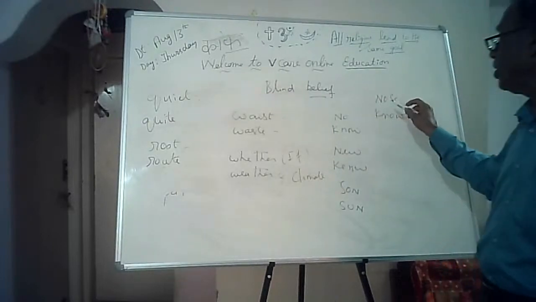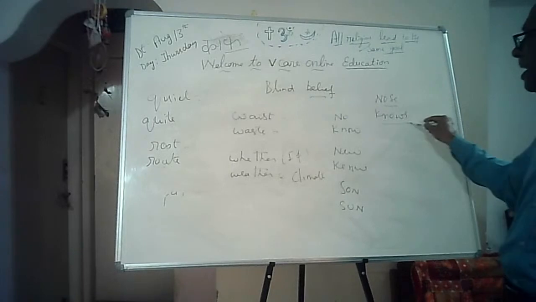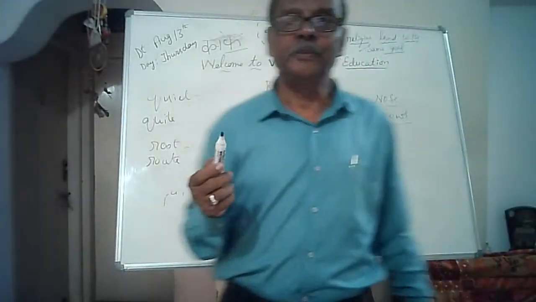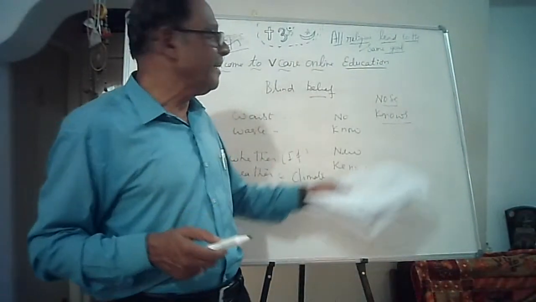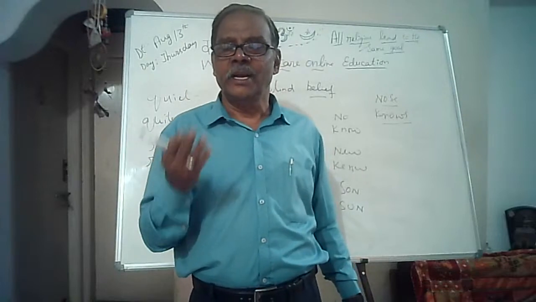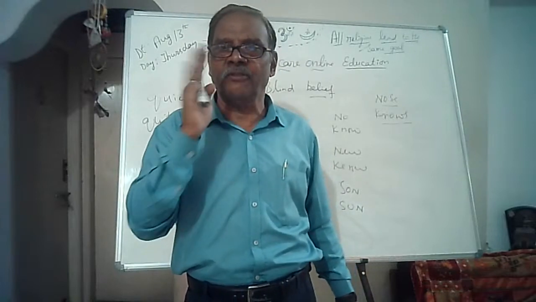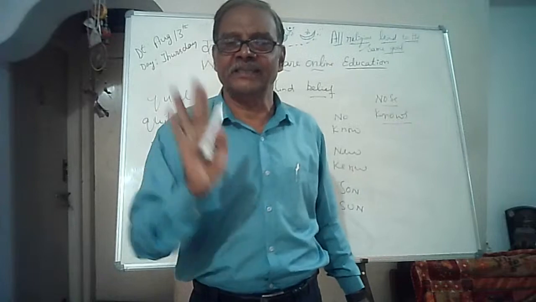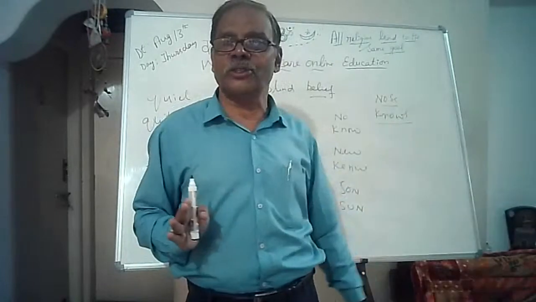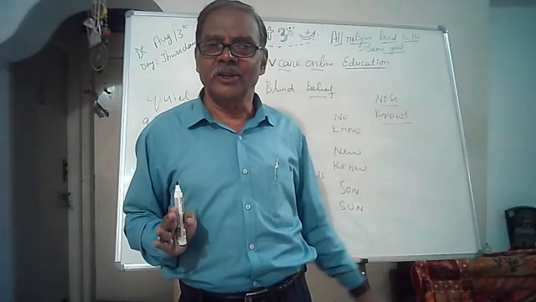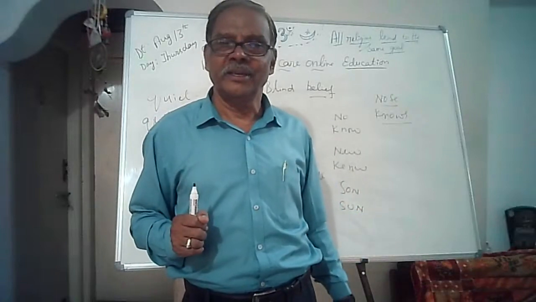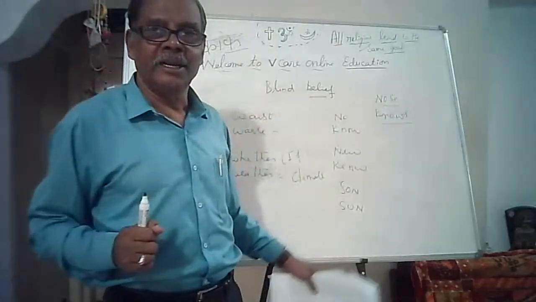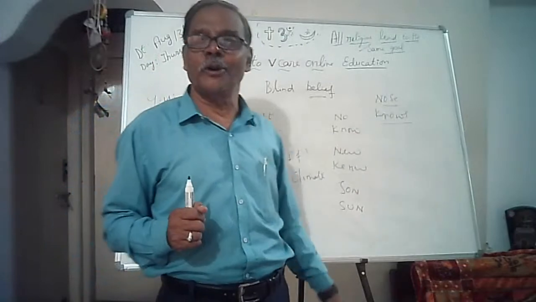So look at this: N-O-S-E, nose, and K-N-O-W-S, knows. Look at it. What funny, no? He has got a pointed nose. His nose is flat. If this is flat, you are describing the nose, isn't it? You are describing the nose. Here, look at this knows. This is the plural form of know.